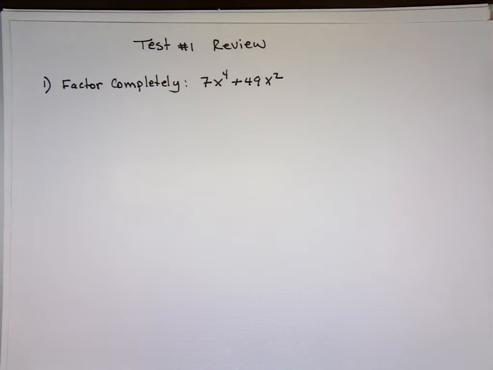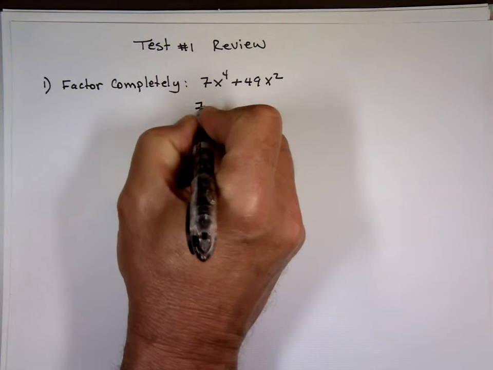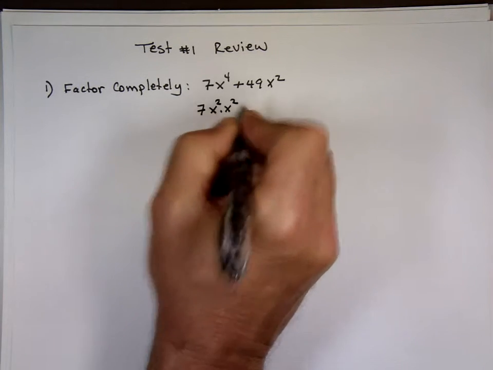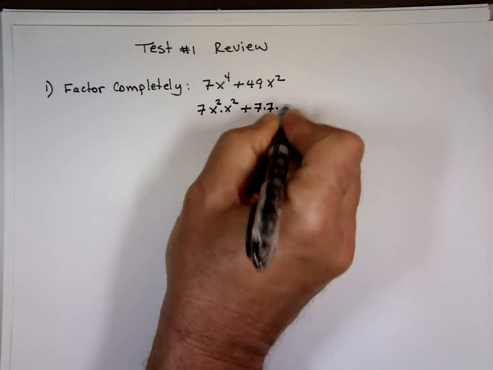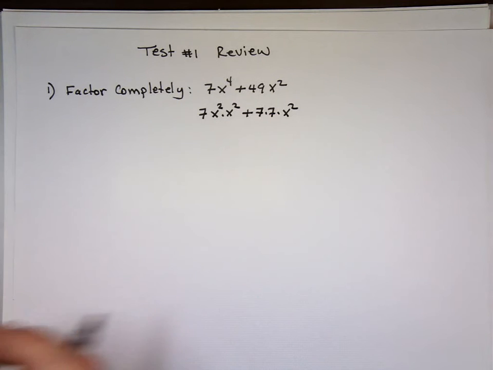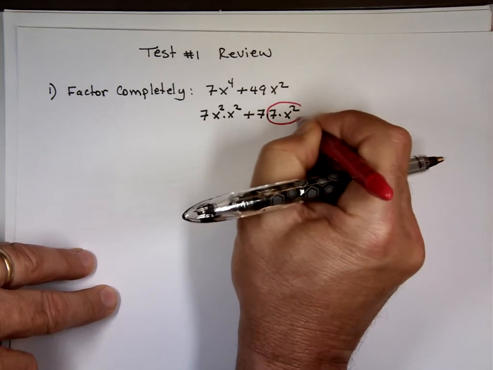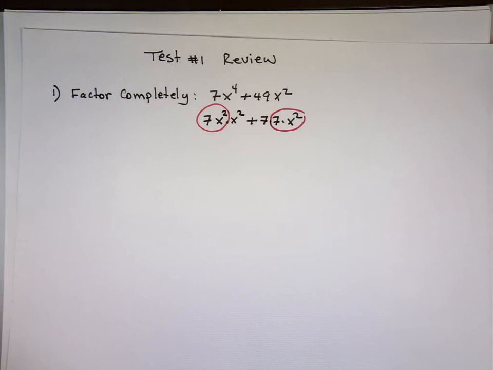If you remember, the first rule in factoring is find out the greatest common factor. And when you look at the 7x to the 4th, you can write that as 7x squared times x squared. And the 49, you can write that as 7 times x squared. So when you look at that, you will see that both of them have 7x squared. Notice this one has 7x squared, so does this one. So that's my greatest common factor.